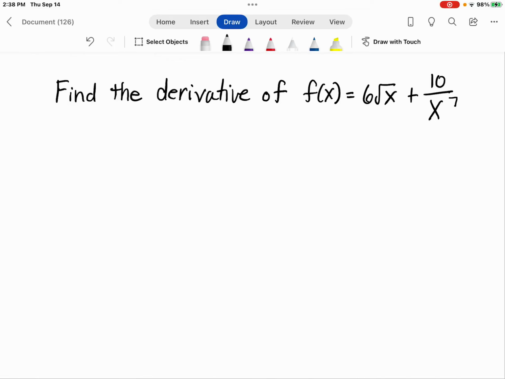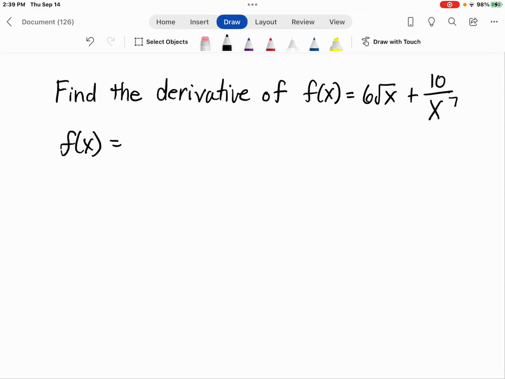So in this example, we are going to find the derivative of the function 6 times the square root of x plus 10 divided by x to the 7th. Before you start taking the derivative, when you're dealing with roots and powers of x in the denominator, I suggest, to make things easier, that you rewrite everything using your exponent rules, so that everything is in the numerator and you have all of your expressions written in exponent form, and that will make this a lot easier.